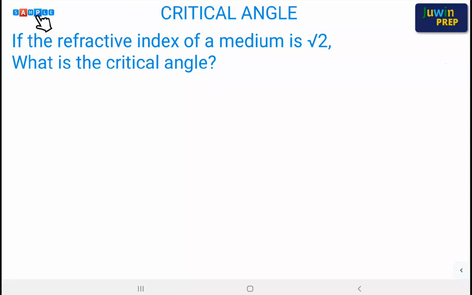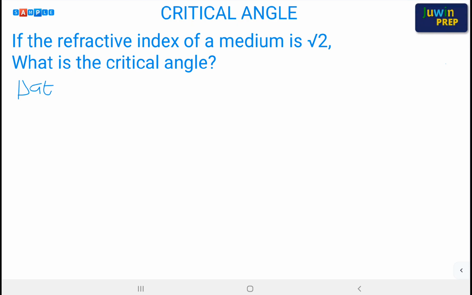Welcome. This is a sample on critical angle. The question here is, if the refractive index of a medium is square root of 2, what is the critical angle? The first thing to do is to write down your data.